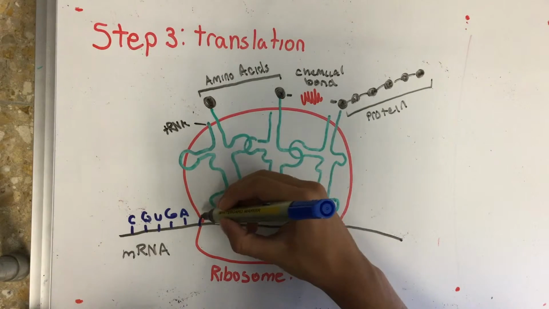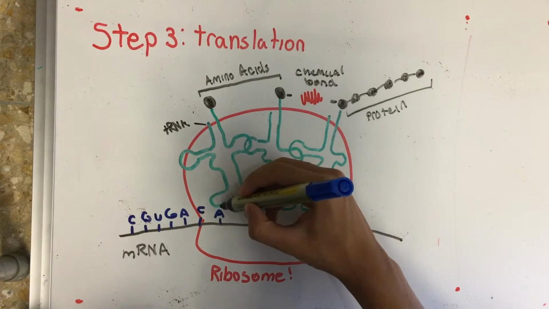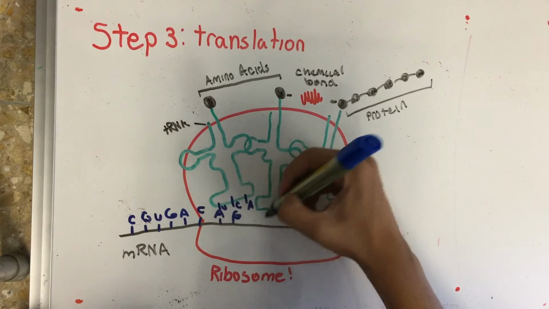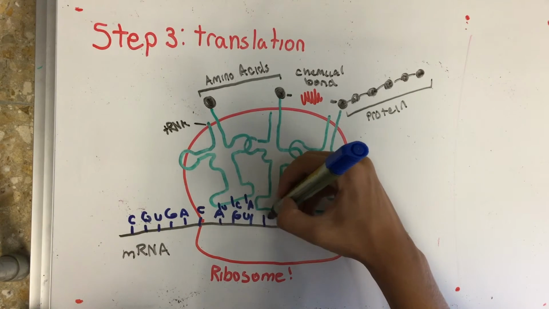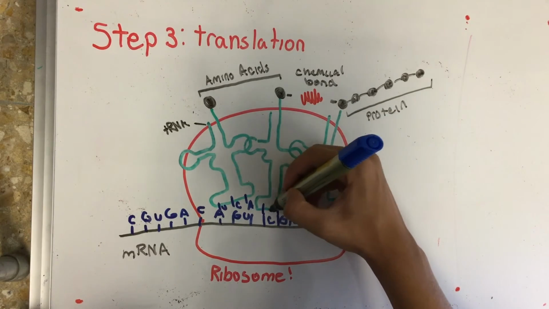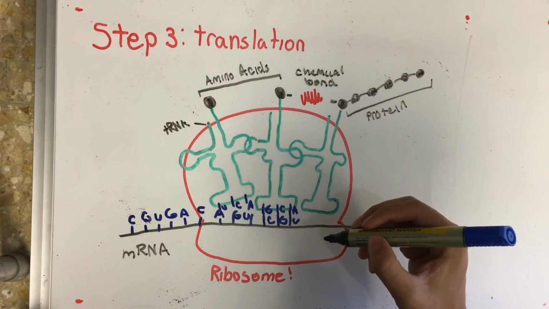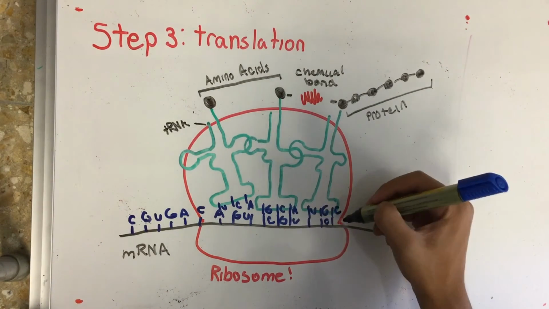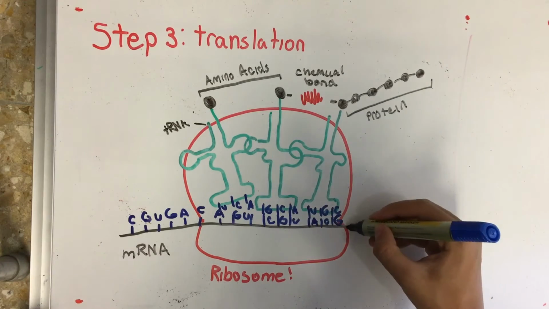As tRNAs connect and bond inside the ribosome, chemical bonds occur connecting the amino acids to create protein. Finally, the protein synthesis is completed. The amino acids connect to create polypeptide chains which produce proteins.